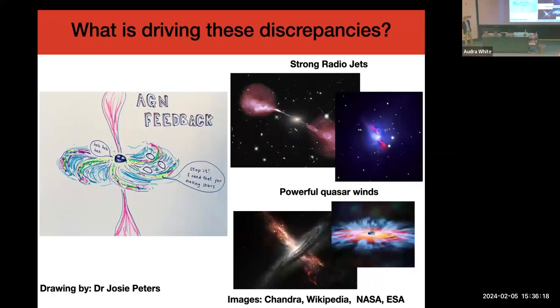So what is driving these discrepancies? At the scales that we're going to be thinking about, which is the most massive objects in the universe, this is being driven by active galactic nuclei feedback, particularly in the form of strong radio jets dumping mechanical energy into massive objects and powerful quasar winds for displacing and heating gas.